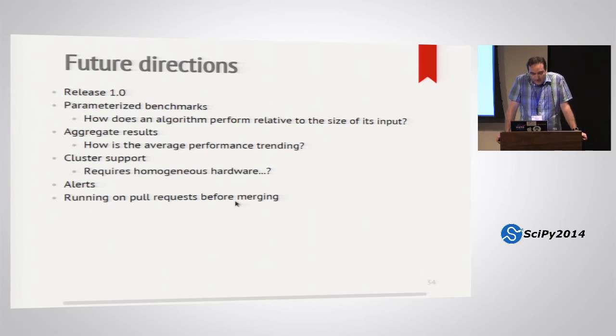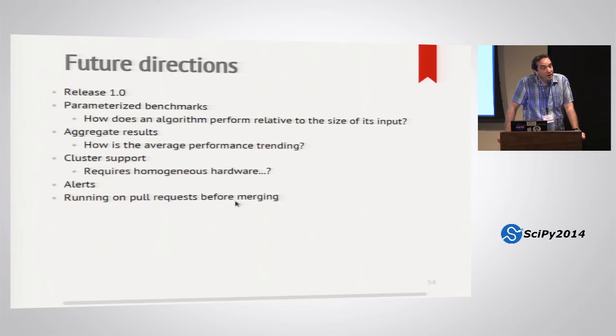Where is it going to go? Well, it needs to release a 1.0. It's probably at that point. We've been using it in AstroPy. It's been pretty helpful finding some things already, but we need more testing on other projects to find the holes and missing features.